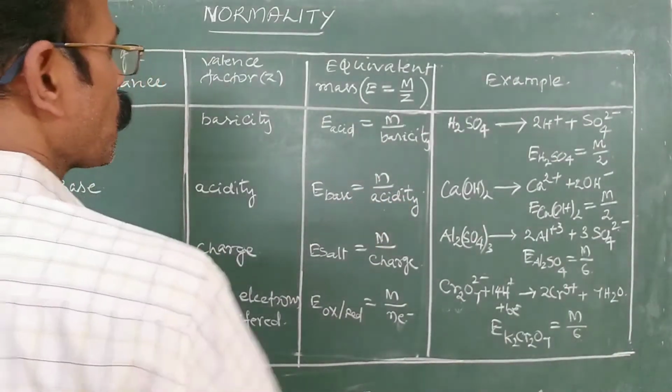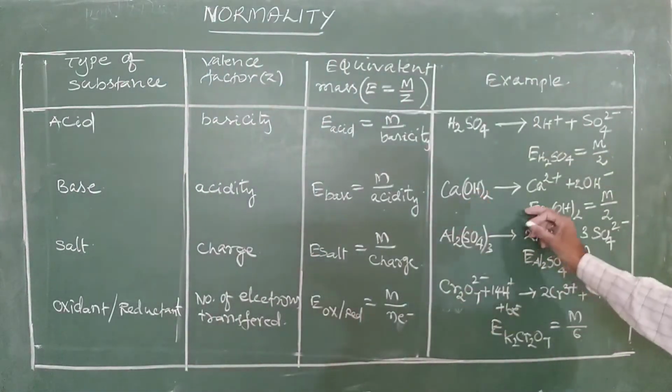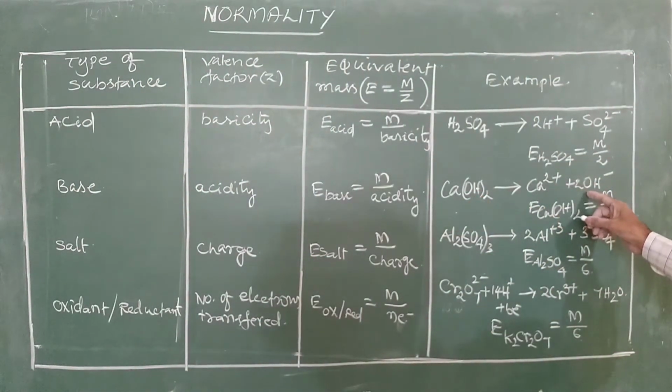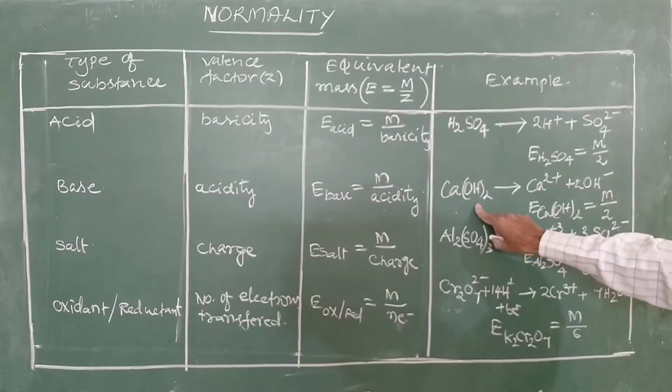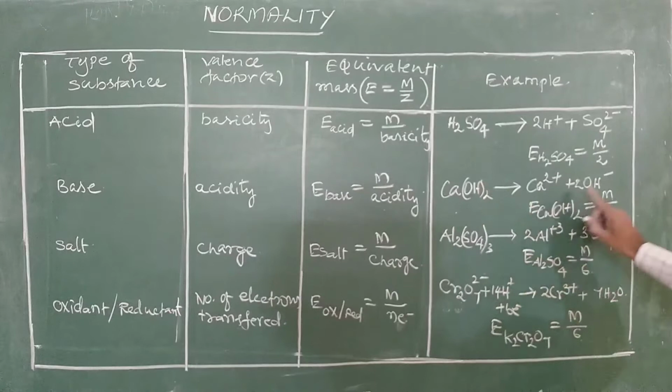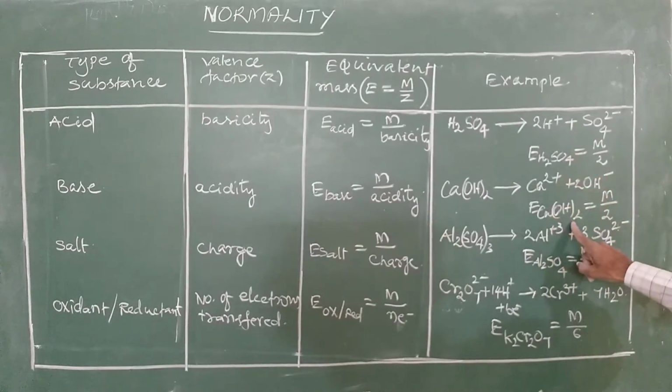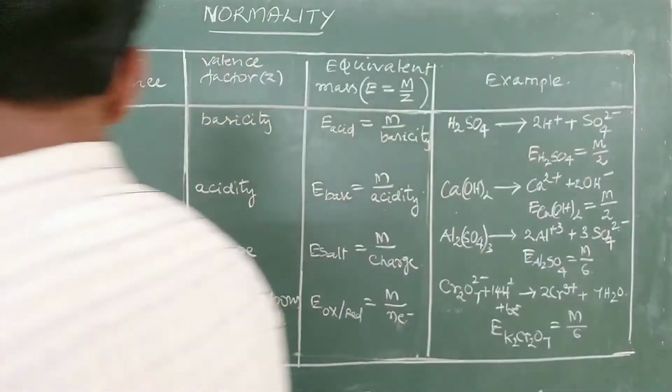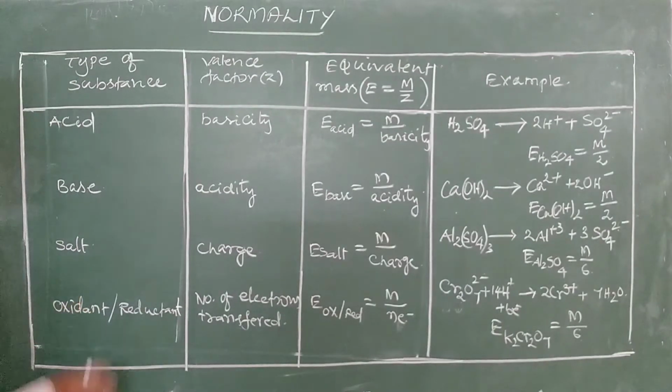For example, calcium hydroxide ionizes to give calcium and hydroxyl ions. How many OH minus ions are furnished by one molecule of calcium hydroxide? That is equal to 2. So the acidity is equal to 2. The equivalent mass of calcium hydroxide is the molecular mass divided by acidity. The molecular mass of calcium hydroxide is 74, so 74 by 2 is equal to 37. Next category is salts.